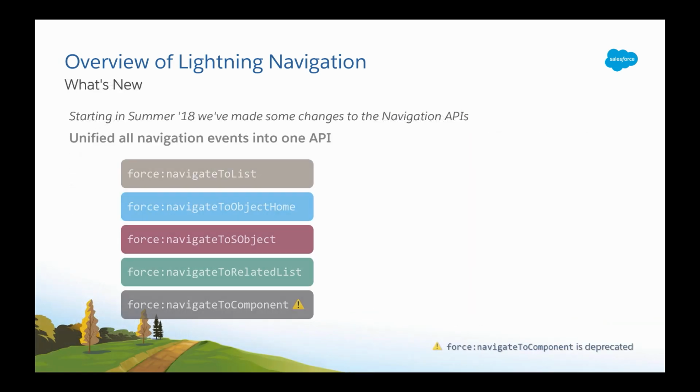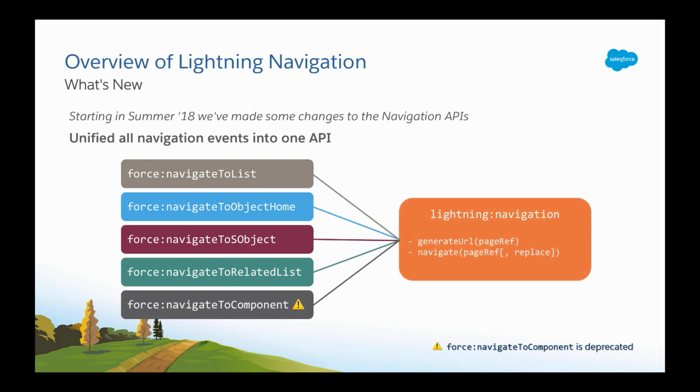So I'm going to take a step back. Before we had all these events, we had navigate to list, navigate to SObject, navigate to array list. As you can imagine, this doesn't scale. Every time we had a new page, we had to create a new event. So that doesn't really make sense. There's also some other issues with using events that make it less flexible. So we've combined all these concepts into a single interface through the Lightning navigation module and provided APIs that you can call centering around page references.